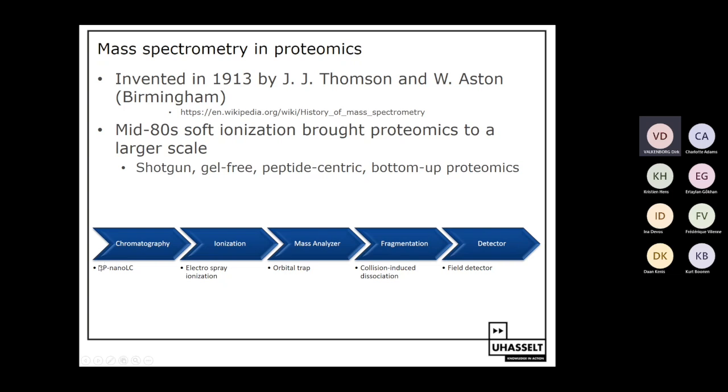I will limit myself to, well, I think the technology that I will describe here is perhaps 70% used for this type of shotgun proteomics. I will use reverse phase nano-LC. I will limit myself to electrospray ionization. As a mass analyzer, I will use a Kingdon trap or an orbital trap. For the fragmentation, I will limit myself to collision-induced dissociation, and for the detector, I will use the field. So that is the setup I will discuss here.